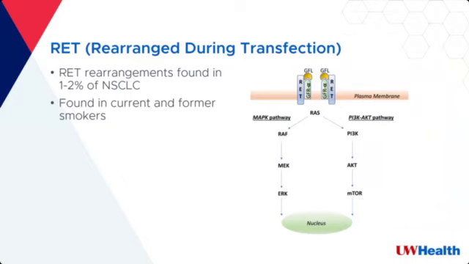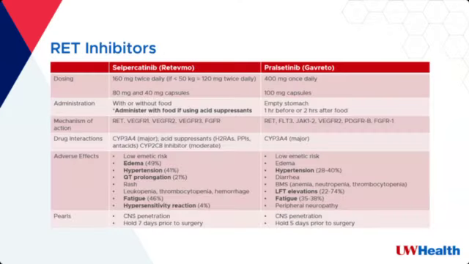Next, we have RET, or rearranged during transfection, mutations. RET rearrangements are found in only 1 to 2% of our non-small cell lung cancers, typically found in current and former smokers. We do have 2 RET inhibitors approved. The most common one I see prescribed is selpercatinib or Retevmo at 160 milligrams twice a day. For our really small patients, we rarely see this, of course, but we do need to be mindful of decreasing the dose to 120 milligrams twice daily. This can be given with or without food.